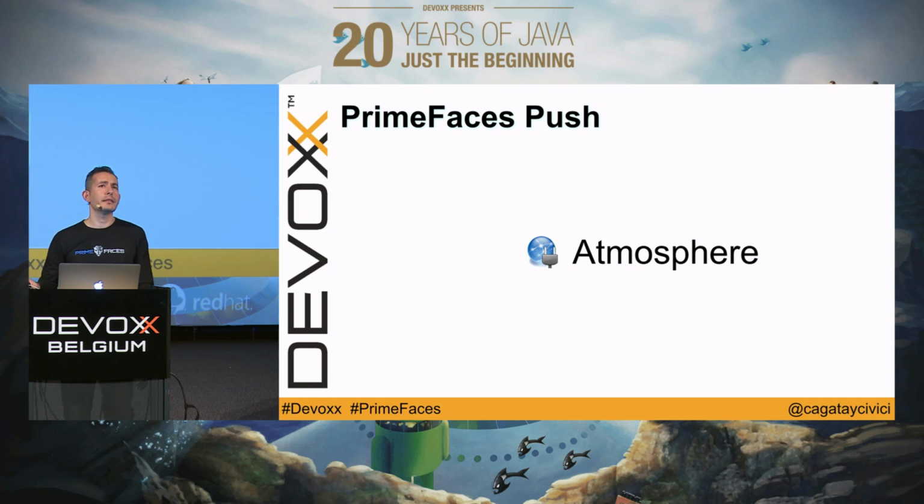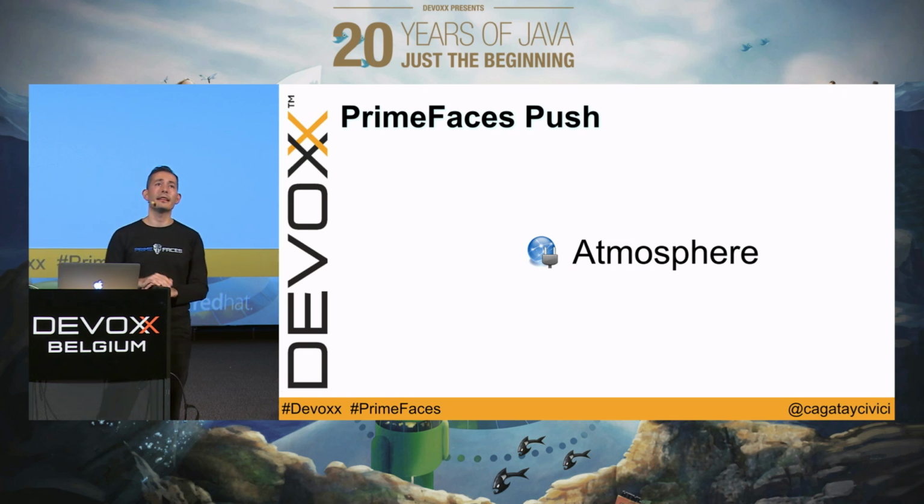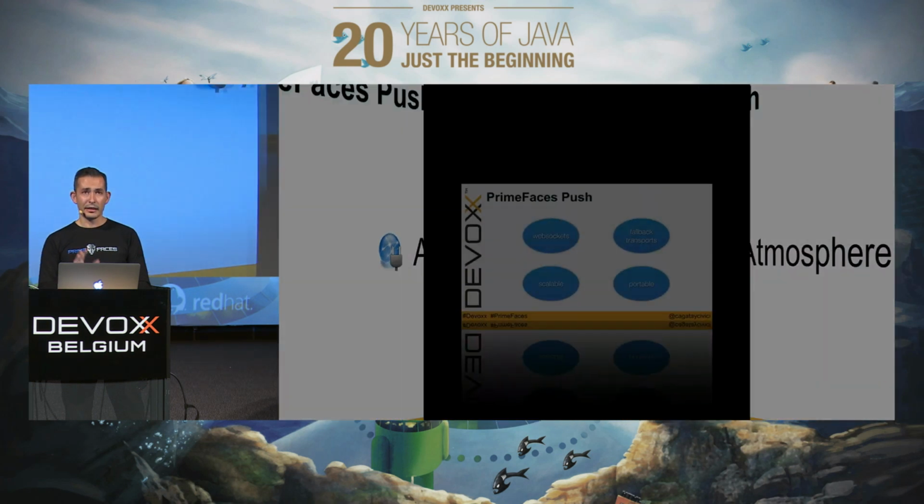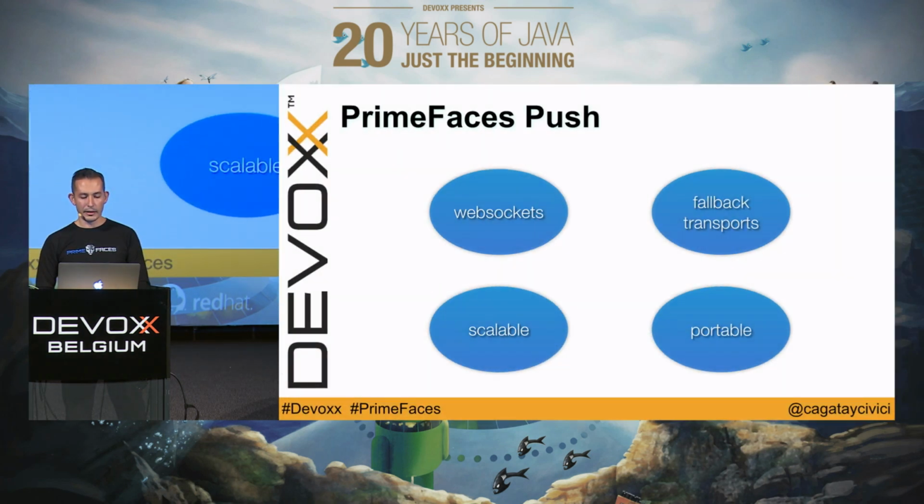Anyone heard of Atmosphere? Yeah, it's a project from Async.io, which is our friend Jean-François Arcand's project. And we actually called them and got some consulting, and we ended up contracting them to implement the PrimeFaces push module so that you can use JSF components and push data from server to the client, to anyone connected, anytime, in real-time format. So we are not the developers of this, but they are developing it for us.